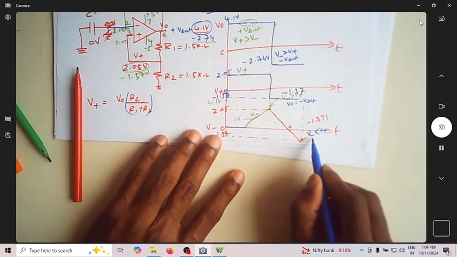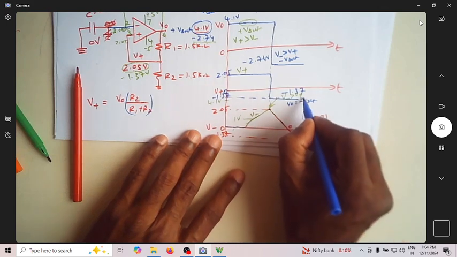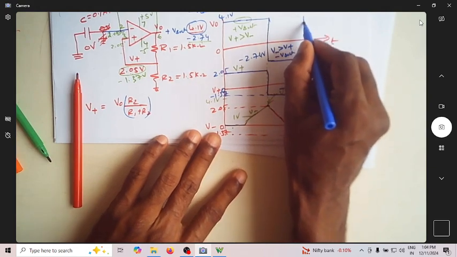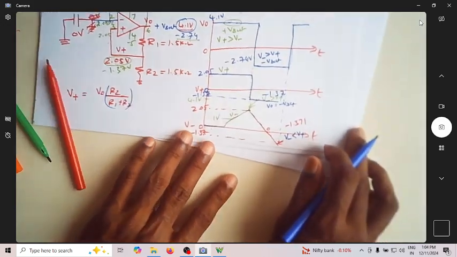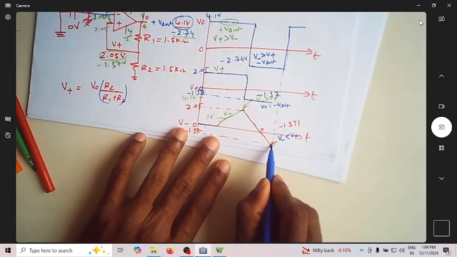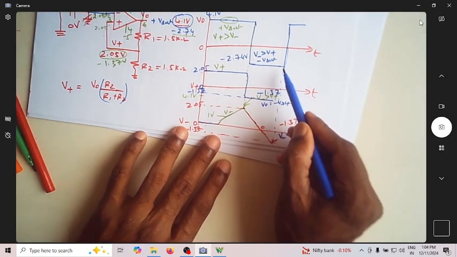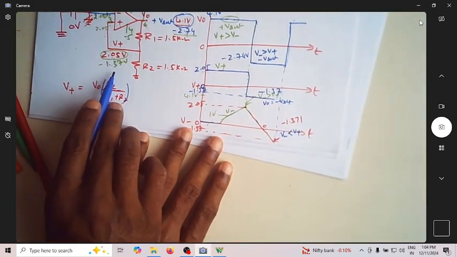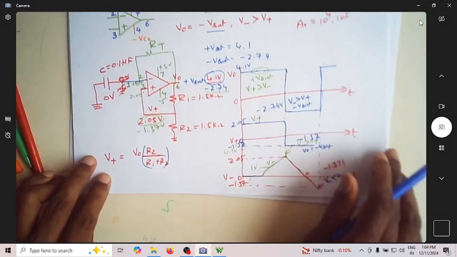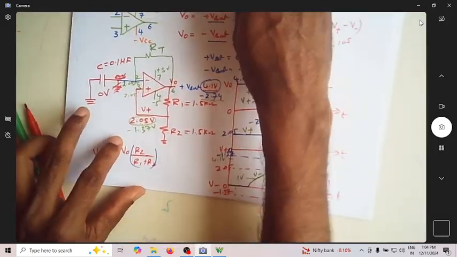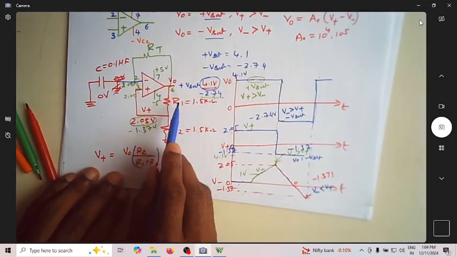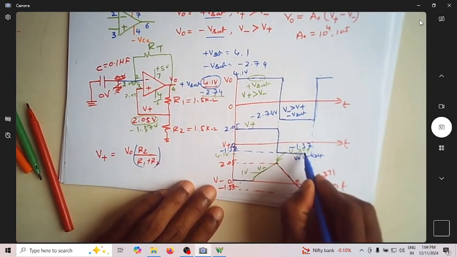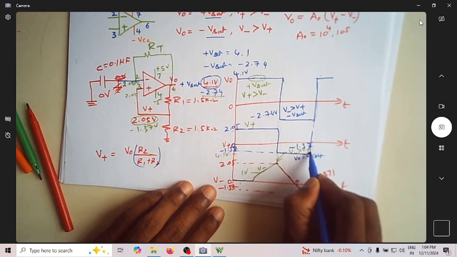So when V plus is more than V minus, what happens to your output voltage? Output voltage will now switch from minus V sat to plus V sat. So the moment the output voltage switches from minus V sat to plus V sat, the voltage at this point, which was at minus 1.37, will go to 2.05, because this has changed from minus 2.74 to 4.1 volt. So this immediately changes to 2.05.